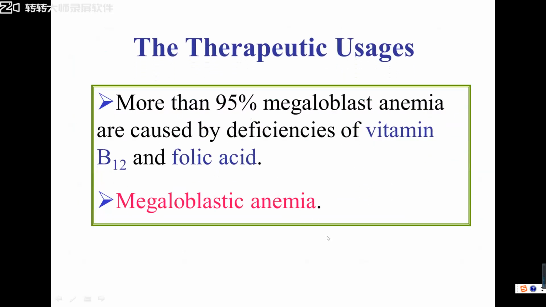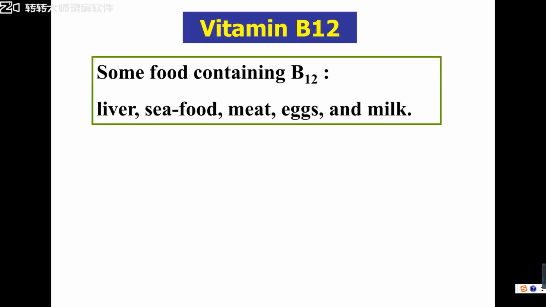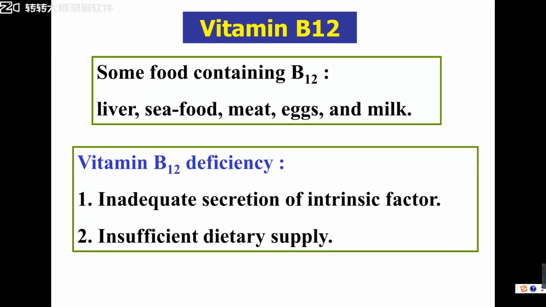In clinical practice, more than 95% of myeloblastic anemia is caused by deficiency of vitamin B12 and folic acid. So how do we treat myeloblastic anemia? Very easy: folic acid co-administered with vitamin B12. The third drug is vitamin B12. Foods containing vitamin B12 include animal liver, seafood, meat, eggs, and milk. We use vitamin B12 to treat myeloblastic anemia and inadequate secretion of intrinsic factor or insufficient dietary supply.